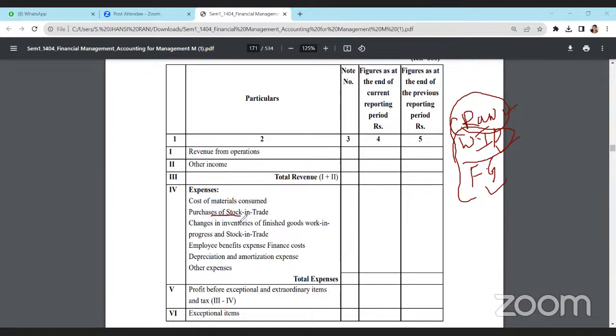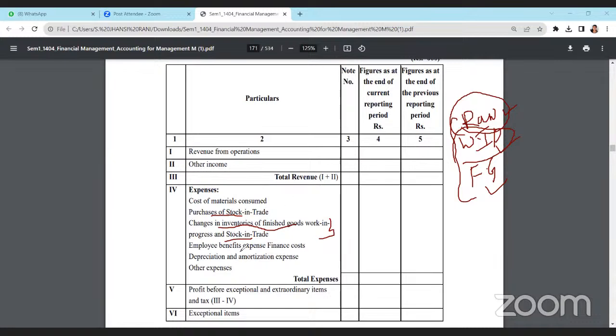Here they have given: purchase of stock in trade, changes in inventory of finished goods, work in progress, and stock. Changes in inventory means the difference between opening stock and the closing stock. The difference between opening stock and closing stock is nothing but changes in inventories of finished goods, work in progress, and stock in trade.